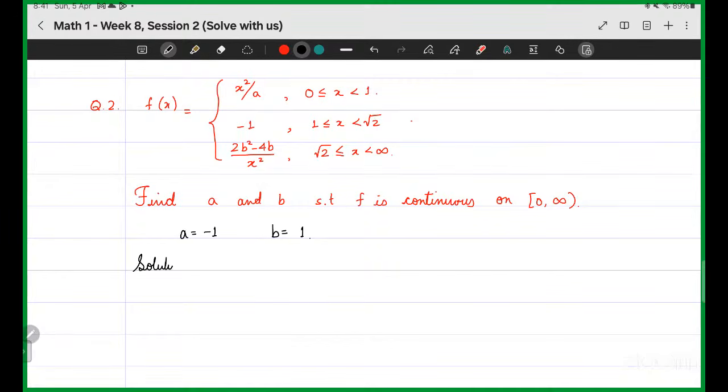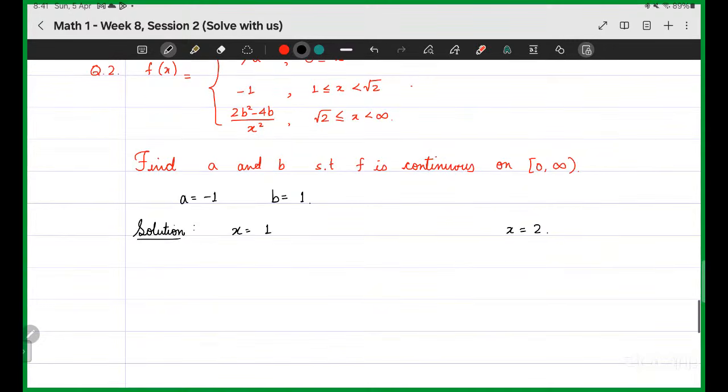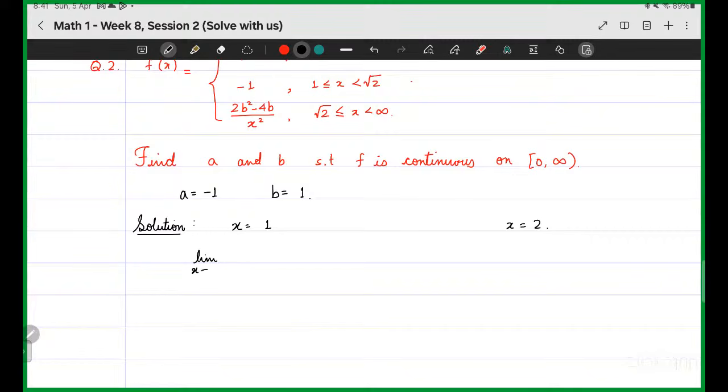Let us quickly go through the solution. Any one of the people who answered this question, can you walk me through the solution? We check on points like x equal to 1 and x equal to root 2. Continuity dictates that this should be equal to this. So what are each of the quantities?